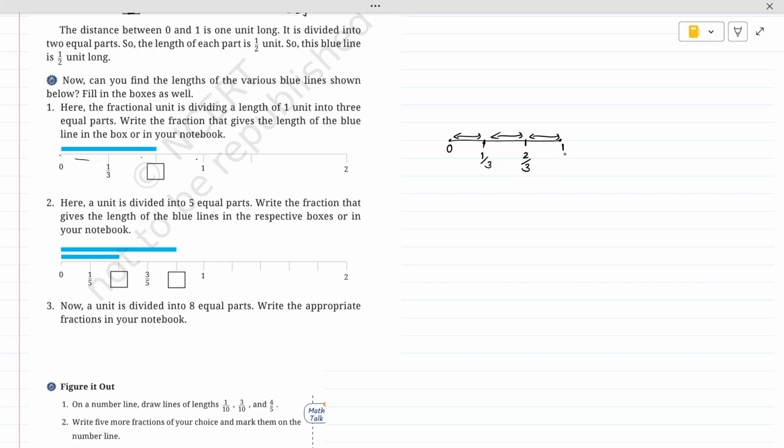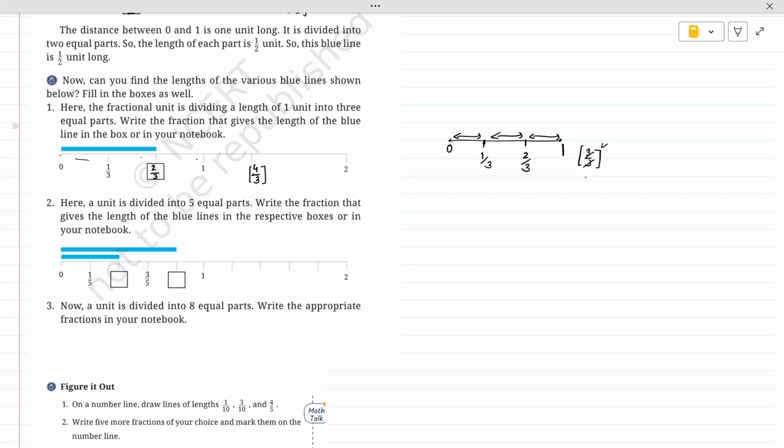And then 1. And kids, always understand this, that we can represent this 1 as 3 by 3 also. So if we have to write this in the form of fractions, we can write 1 by 3, 2 by 3 and 3 by 3. And 3 by 3 is nothing but, if we divide, 1 only. So we have to write 2 by 3 here. And this is 1, or you can write 3 by 3. After this, we will have 4 by 3. This distance will be 4 by 3 here.